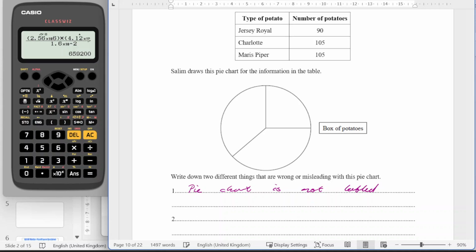And I would say the first section, that looks like a 90-degree angle to represent 90 potatoes. So first angle should not be 90 degrees. There is no 90-degree angle in the pie chart.